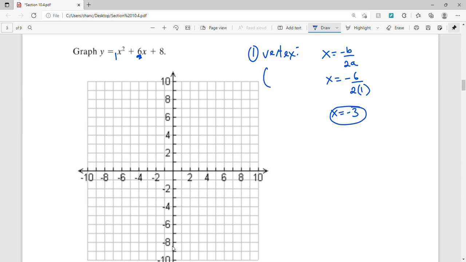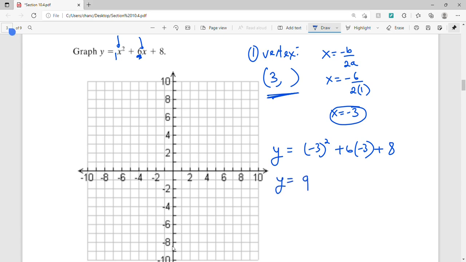Our vertex is going to look like negative 3 comma something, and that's what we're going to find next, the y coordinate. To find the y coordinate, we substitute negative 3 into our parabola. So y equals negative 3 squared plus 6 times negative 3 plus 8. Negative 3 squared is 9. 6 times negative 3, that's negative 18. 9 minus 18 plus 8, altogether that's negative 1.